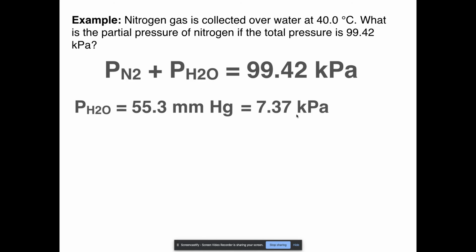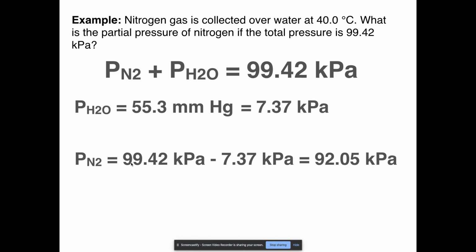So now I can plug that in here, and by simple subtraction, doing 99.42, which was my total, minus 7.37, which is my partial pressure of water, I get 92.05 kilopascals as the amount of nitrogen that was collected over the water. So again, this is wet and this is dry.